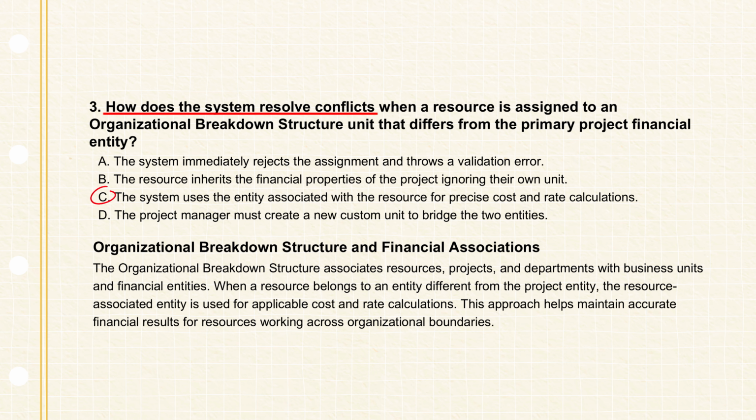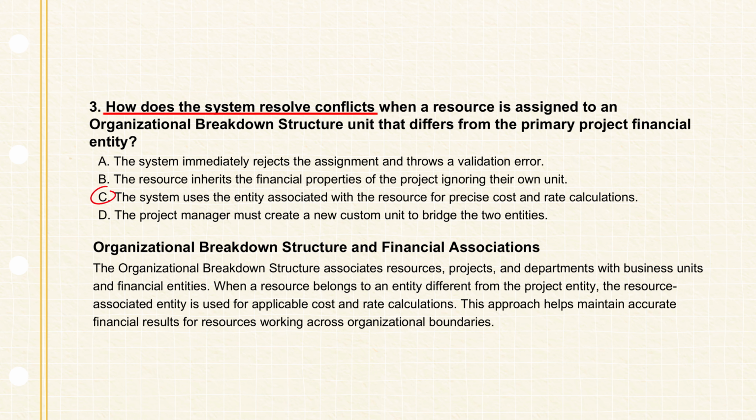Wait, I want to challenge the practicality of this. Let's say a marketing project has a very strict, fixed budget. If they borrow an expensive database architect from the IT department, and the system automatically applies that architect's higher IT rate to the marketing project, doesn't that immediately blow up marketing's financial forecasting? I mean, it absolutely might blow up their forecast.